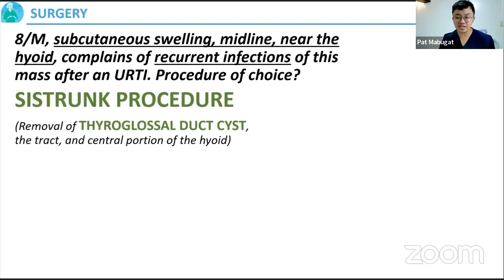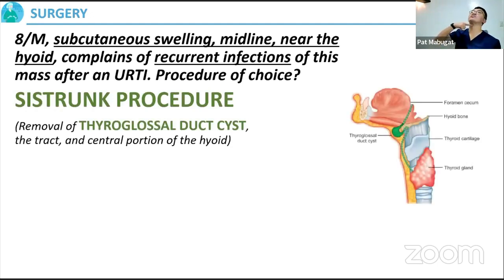So what's a thyroglossal duct cyst? Your thyroid moves from the base of the tongue down to its final position at its location in the thyroid cartilage, right? Okay. If it moves down there, it creates a tract, and the tract may become persistently patent even after it has reached its final endpoint.